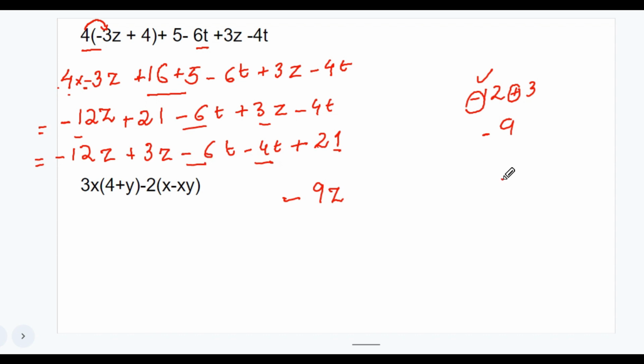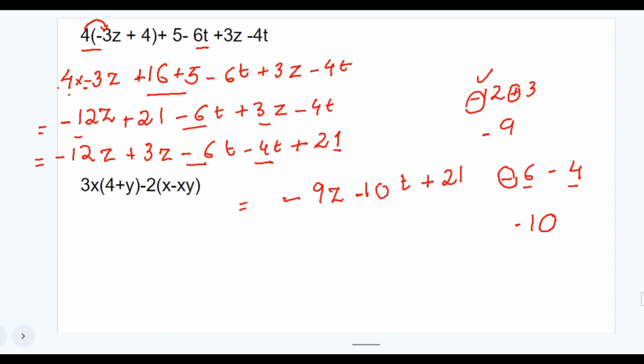The signs are same, minus 6 minus 4. Okay, means you need to add the numbers. That means 6 plus 4 is 10, but the sign of the big number is minus, so answer will be minus 10t, and t is going to remain same, whereas 21 will be written as it is. So your answer is minus 9z minus 10t plus 21.